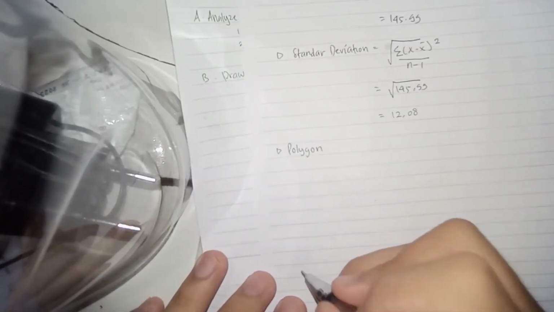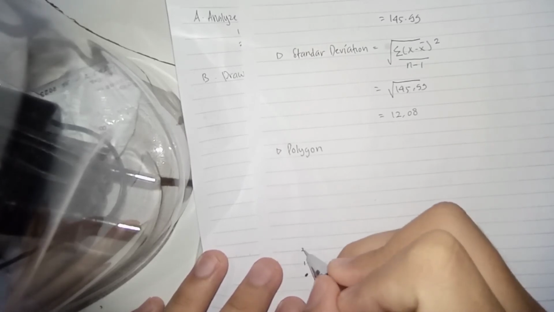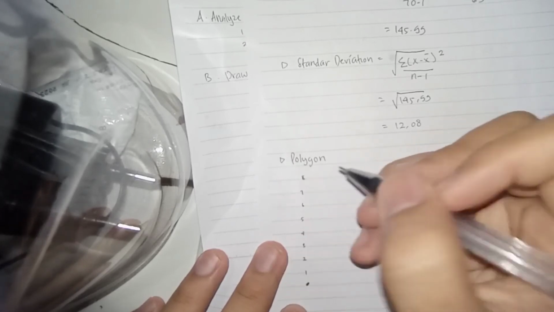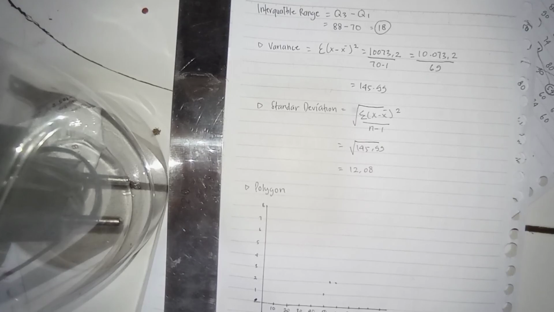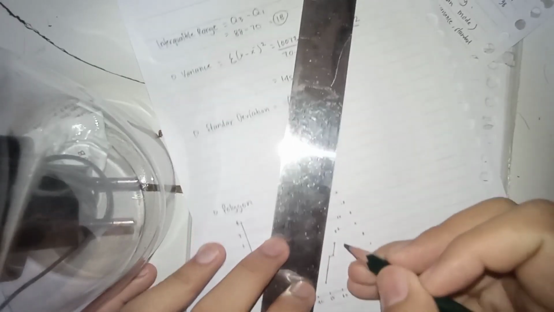The last one is making the polygon. The first step is to make the scale. Here I am using the scale from 1 to 8 and 10 to 100. After that, look at the frequency table. For example, number 1 is 50. Its frequency is 1. So, you put the dot between 50 and 1. And then after that, make a line to connect all of the dots.